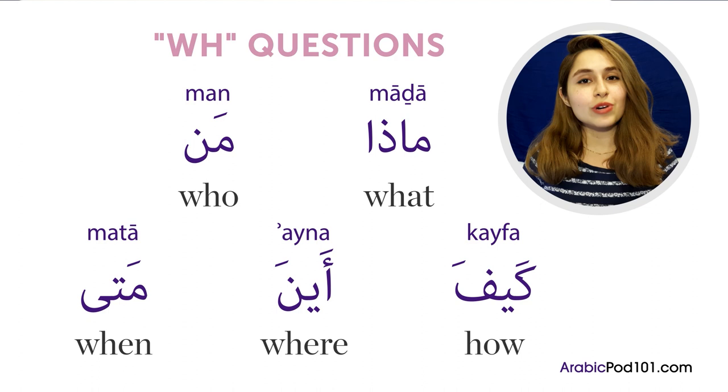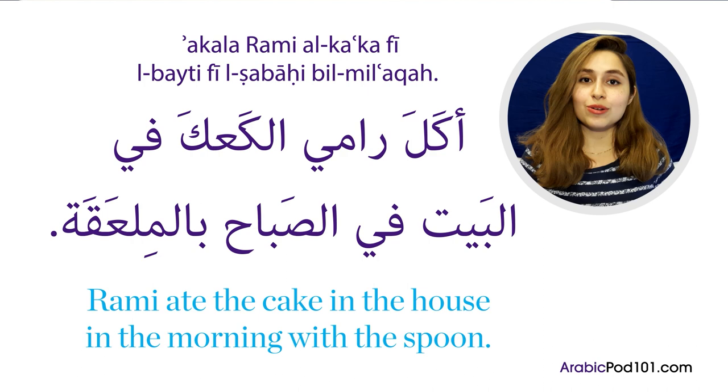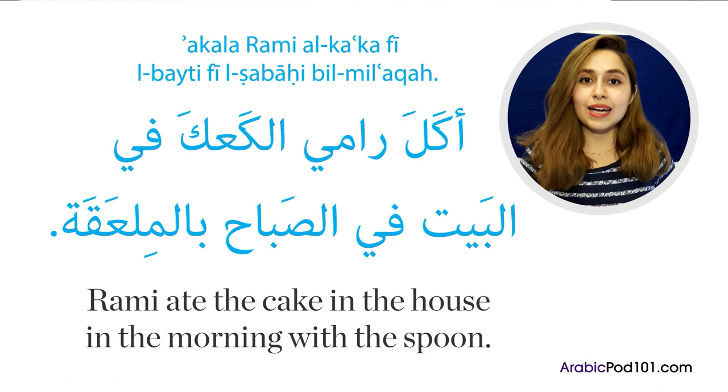Now, let's see how WH questions look like in Modern Standard Arabic. First, let's see a list of our question words. من, who, ماذا, what, متى, when, أين, where, كيف, how. Now, let's see what they look like in a sentence. Let's ask these five questions about this event. Rami ate the cake in the house in the morning with the spoon. أكل رامي الكعك في البيت في الصباح بالملعقة.